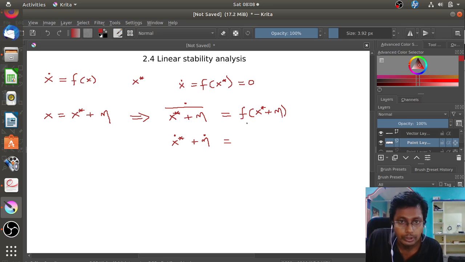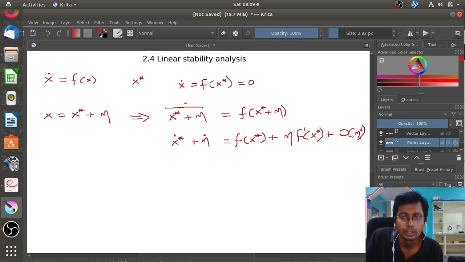Now this function I can express in a Taylor series. If I express that in a Taylor series, I will get f of x star plus eta times f prime of x star, and plus some higher order terms, which will be of the order of eta squared.